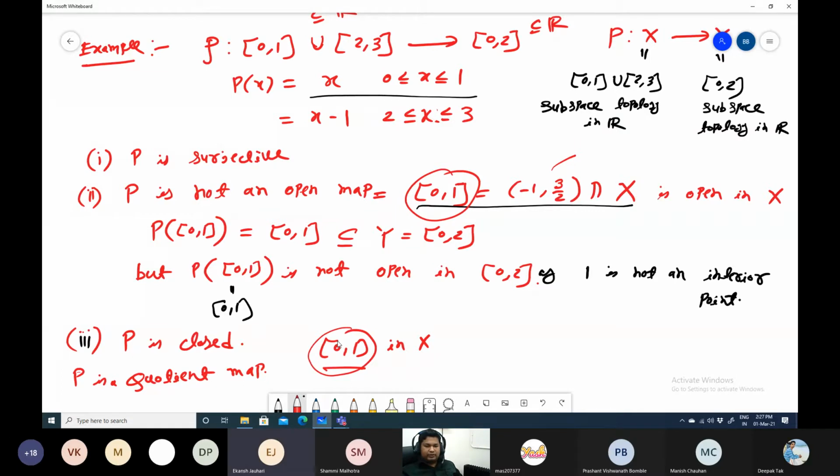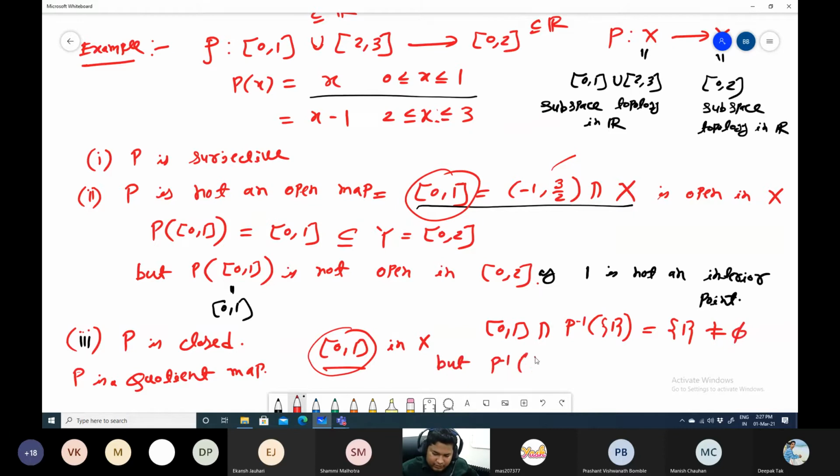So for y equal to 1, it is not. Again the same problem with y equal to 1. Because 0, 1 intersection P inverse of 1, that is singleton 1 only, that is non-empty. But what is P inverse of 1? Now P inverse of 1 will be two points, 1 and 2, which is not contained in 0, 1. So this is not a saturated open set. Okay, so this is just one observation.